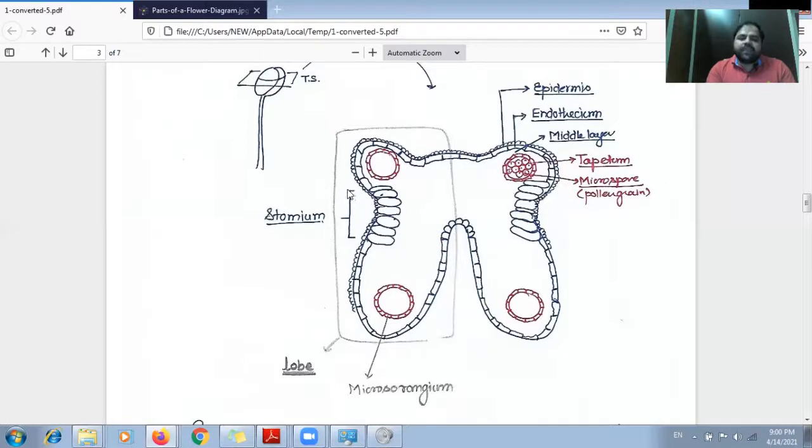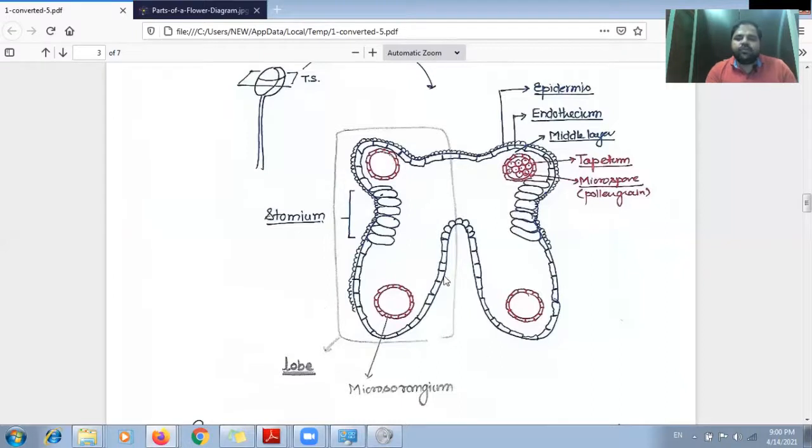Now we can see one more structure which is called the stomium. The stomium is there in the anther, and this stomium is the position where the anther breaks open and pollen grains come out. That means it helps in dehiscence of the anther, and it helps the pollen grains come out from the microsporangium. So again, we will see the structure.